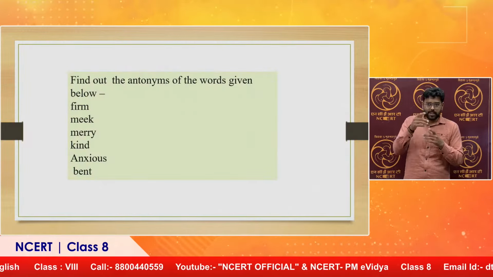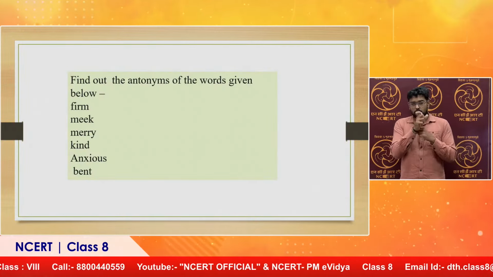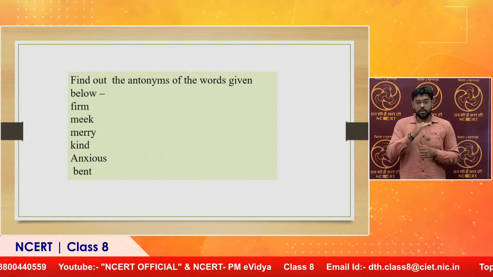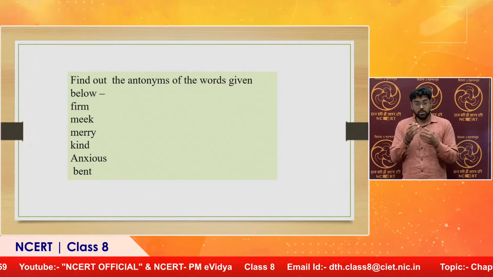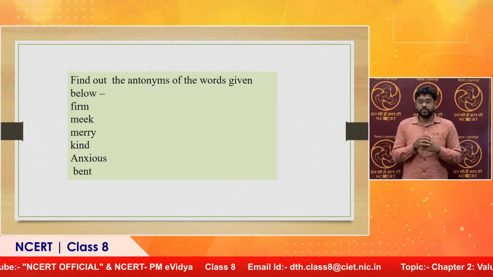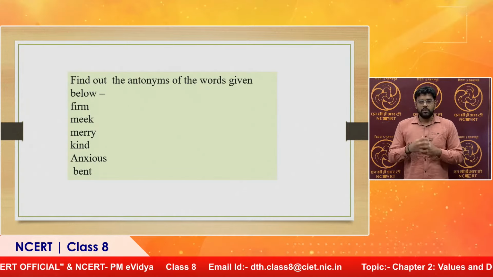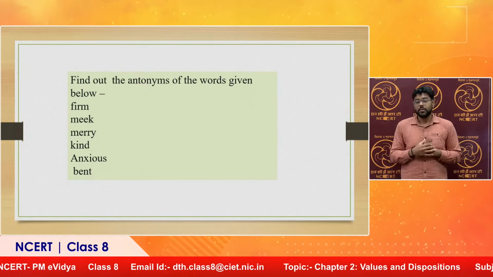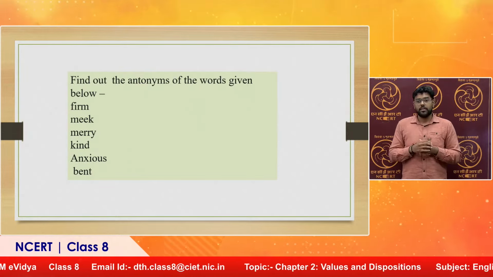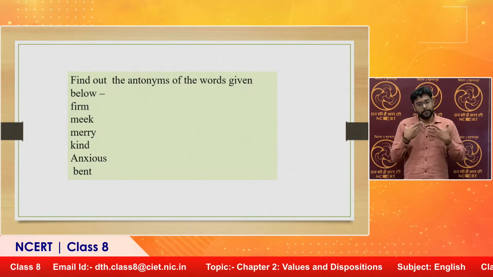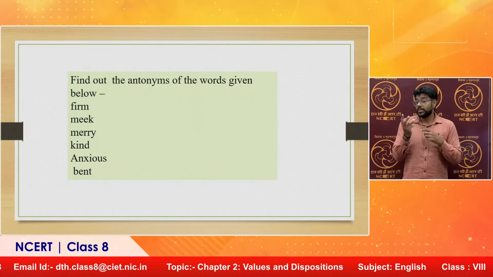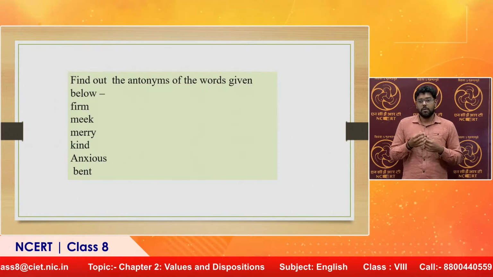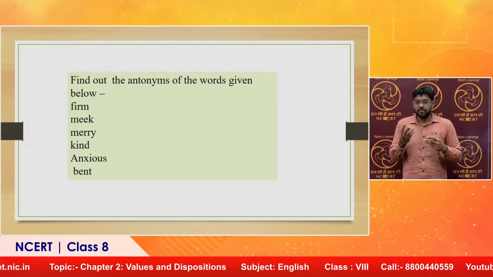So we have some words like firm, meek, merry, kind, anxious, and bent. Our kids should work on this. What does firm mean? Firm means very strong. So what is the opposite of firm? Weak. And merry means very happy. So the opposite of merry is sad. Kind, brutal. Anxious, joyful. Bent, and straight.